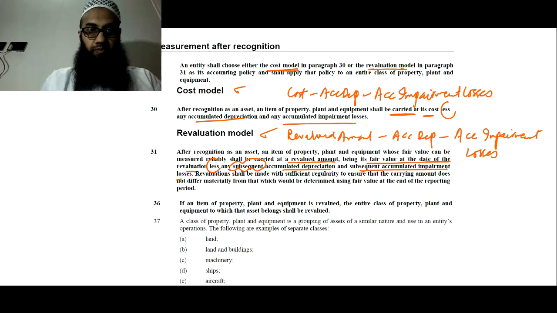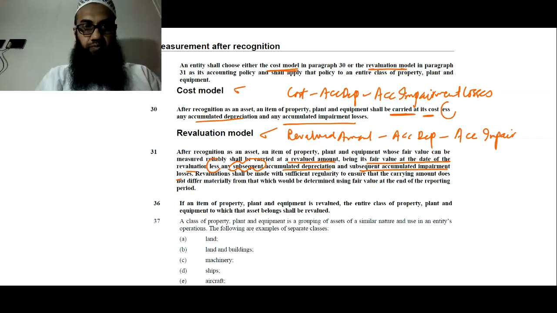Now, the revaluation shall be made with sufficient regularity to ensure that the carrying amount does not differ materially from what would be determined using fair value at the end of the reporting period. This is very important.